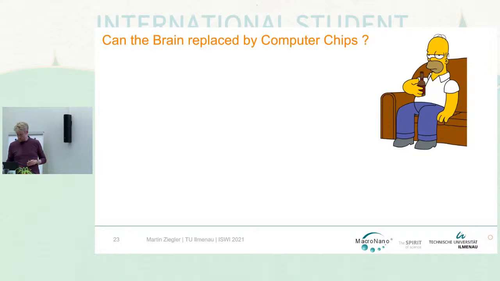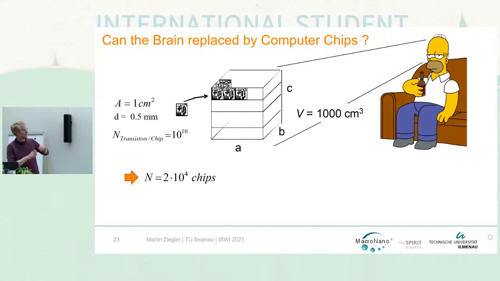So what I meant is, okay, the cube is our brain. I approximate it by a cube of 1,000 cubic centimeters, and a typical chip size is 1 by 1 centimeter, with a thickness of perhaps 0.5 millimeters. This is what you see here in the cube. Then you can put all the computer chips inside such a cube. In total, we have something like 10 to the power of 10 transistors, or single switches, on a chip, as I showed you in the beginning, so that in total, when my calculation was correct, we can put something like 2 times 10 to the power of 4 chips, so 20,000, into the cube.